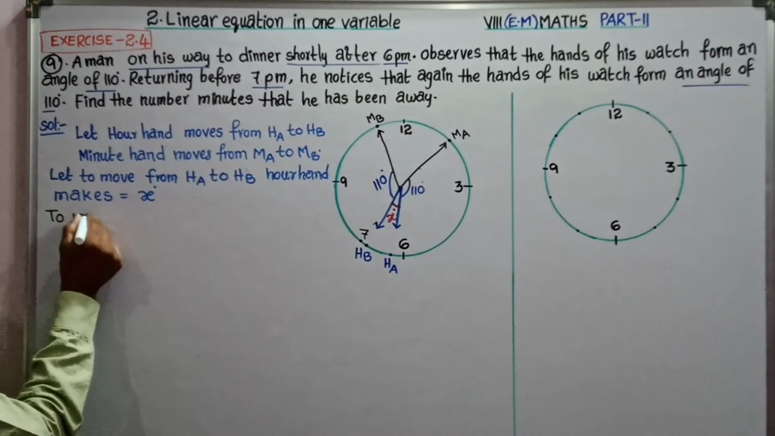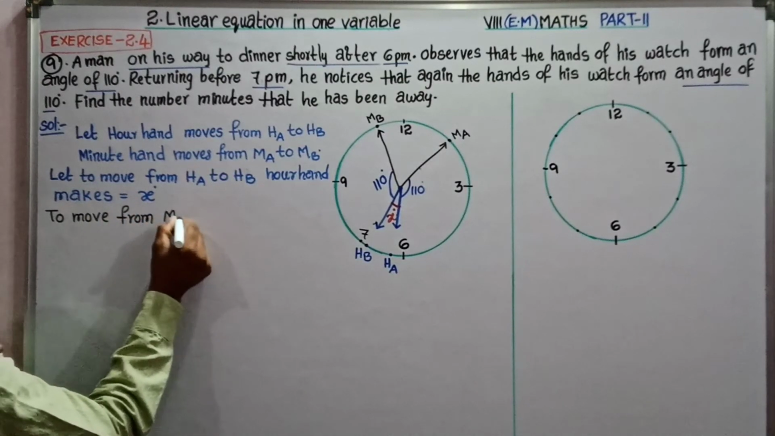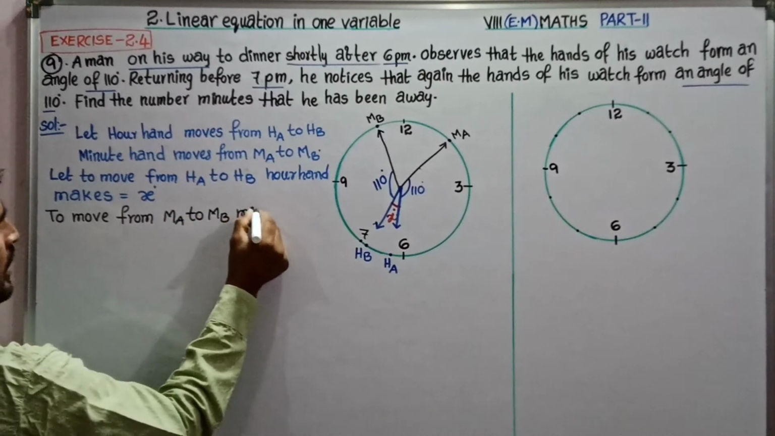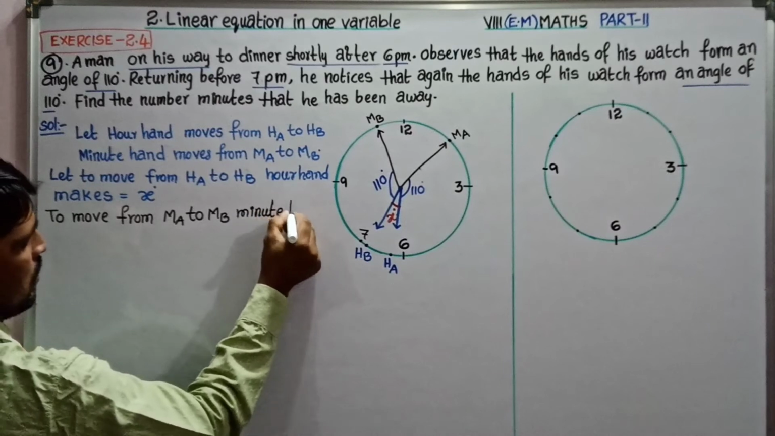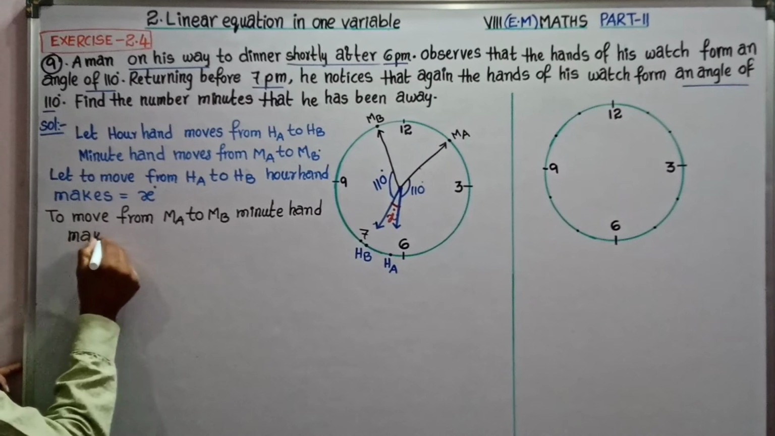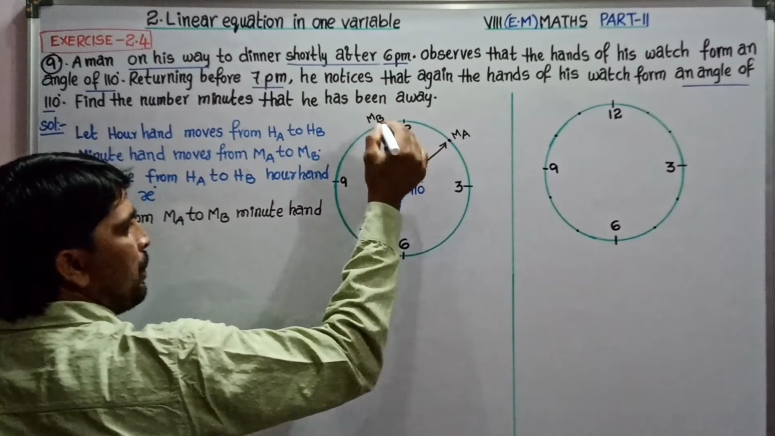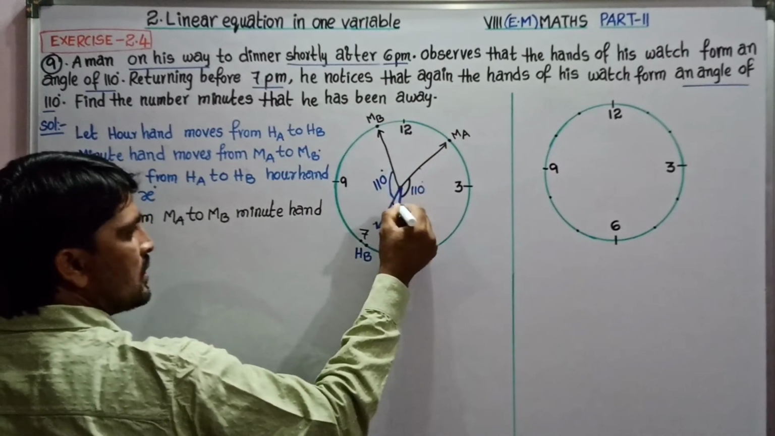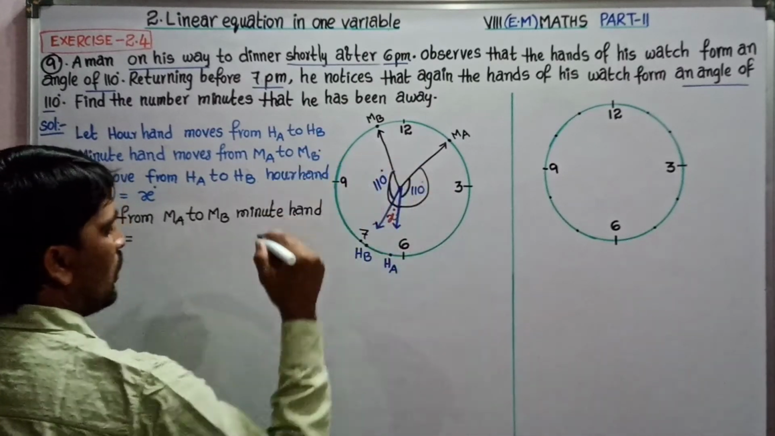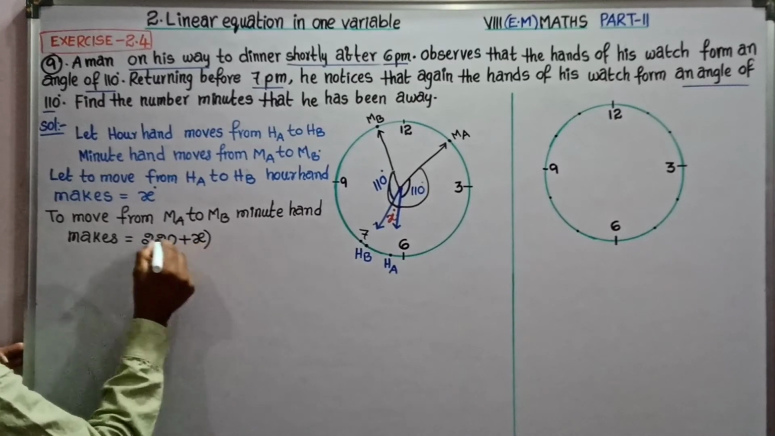Okay, and the minute hand moves from MA to MB. To move from MA to MB, the minute hand makes 110 degrees plus X degrees plus 110 degrees. That is 220, 110 plus 110, 220 plus X degrees angle.